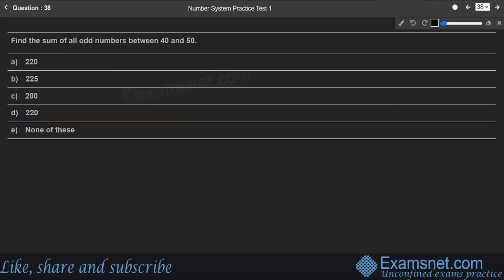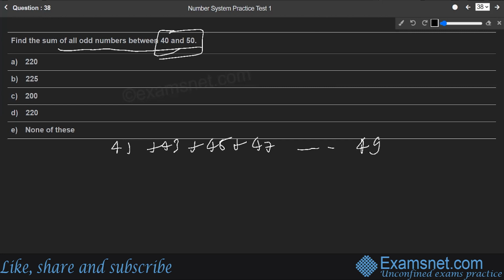Now he says find the sum of all odd numbers between 40 and 50. Because the range is very small, we can manually add them. Otherwise, we will have to use the formula. So let us simply add them together. The first is 41, then 43, then 45, then 47, and the last odd number in such fashion will be 49.